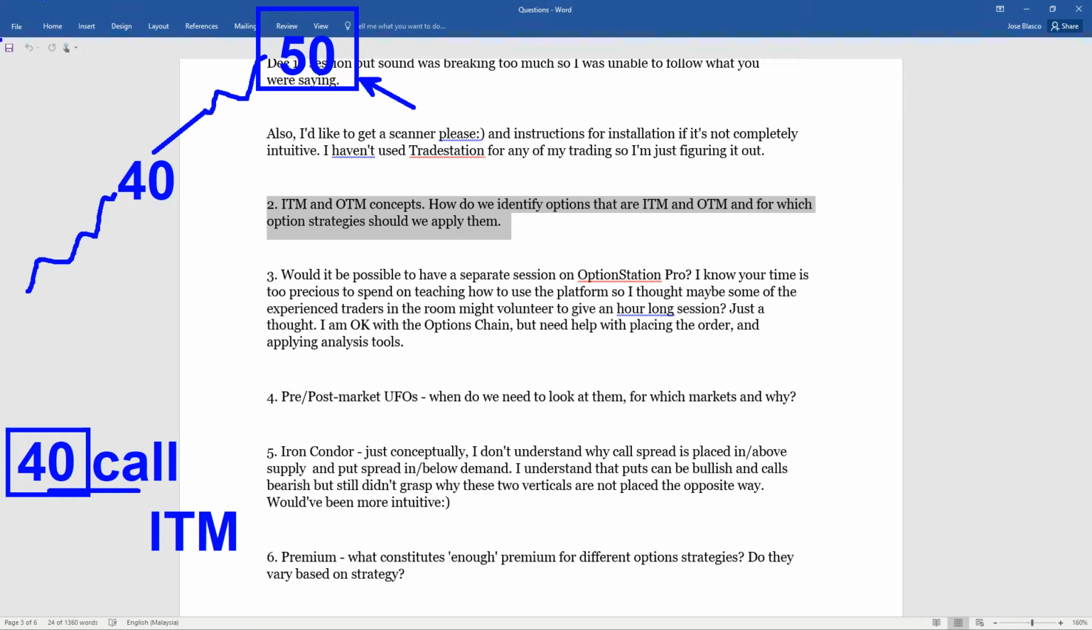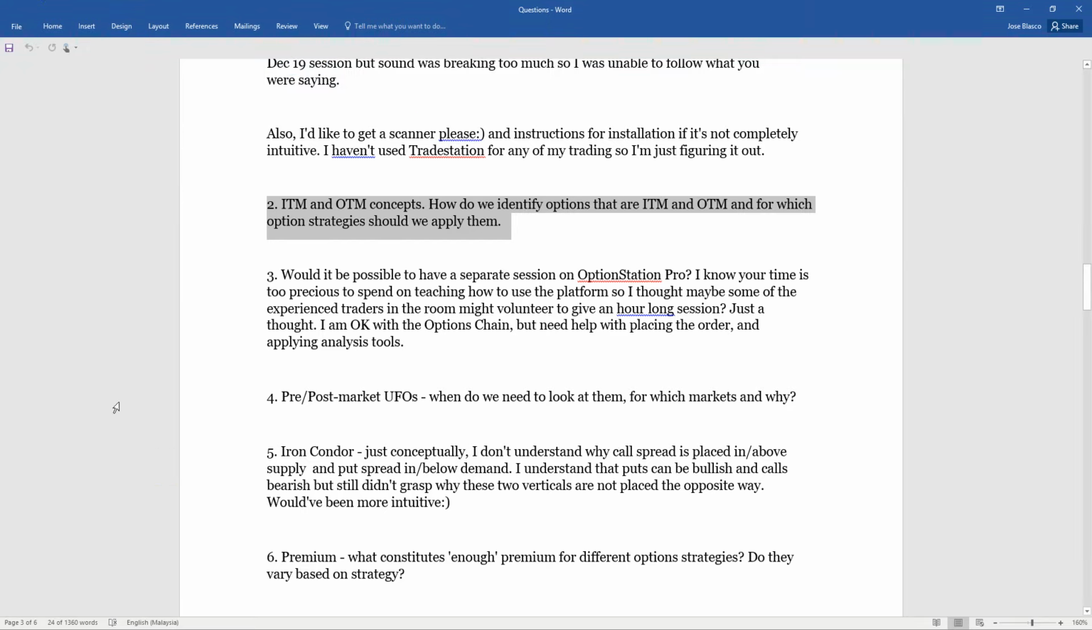What about, instead of the 40 call, let's say what you have is the 60 call. So same story. The stock is trading at 40.